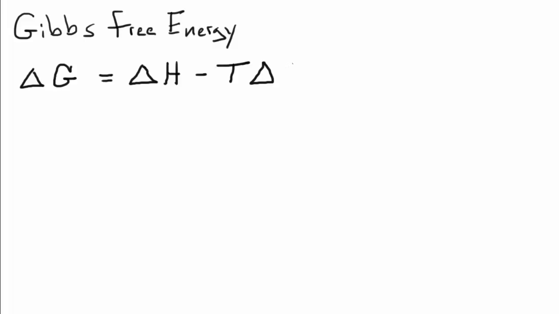minus the temperature that the reaction is occurring at times the change in entropy. So let's talk about this change in entropy term, because we've talked about what entropy is, but we've never really done any math with entropy. You'll notice that delta S looks a lot like delta H, and also a lot like delta G, and that's because those are all changes.